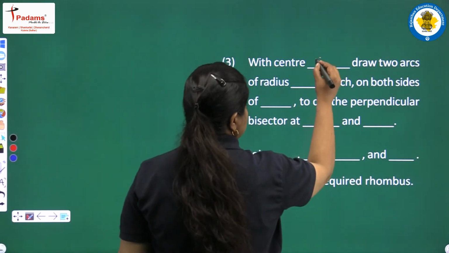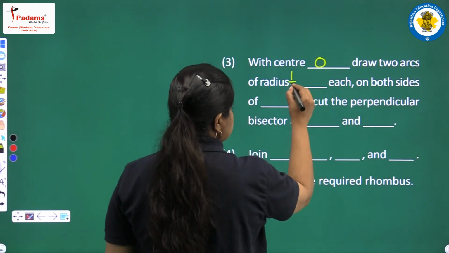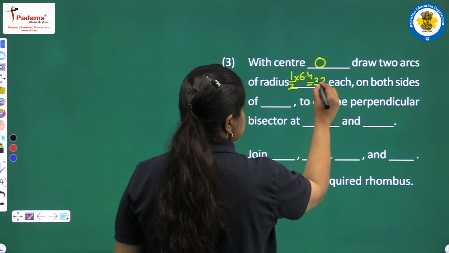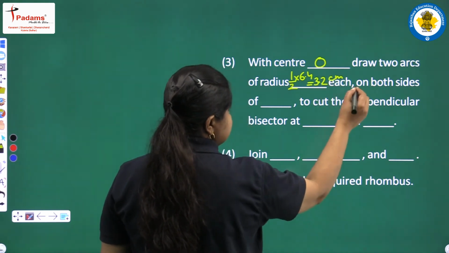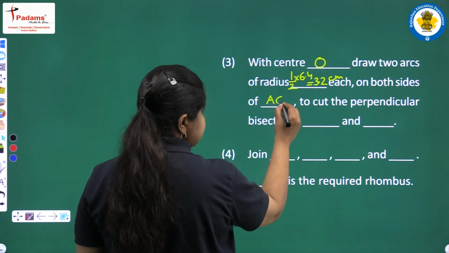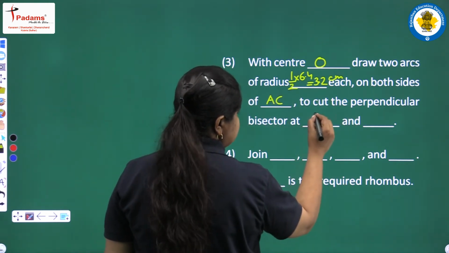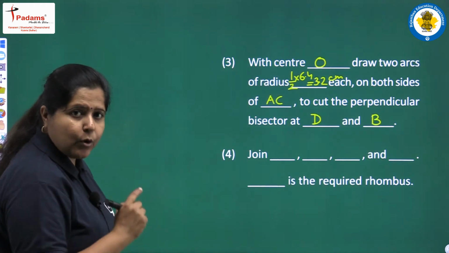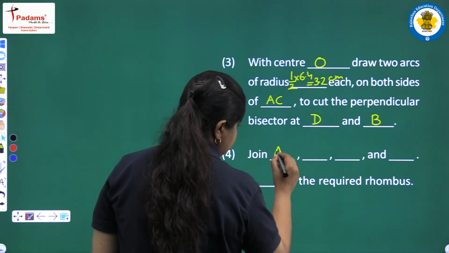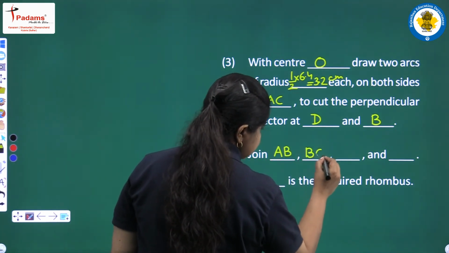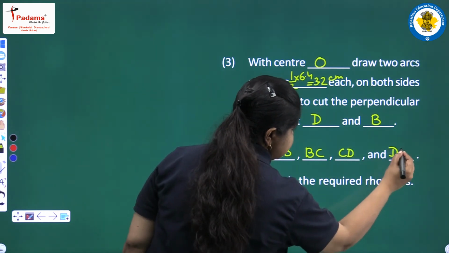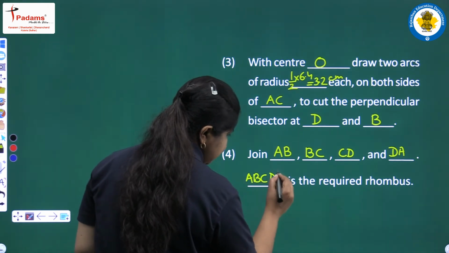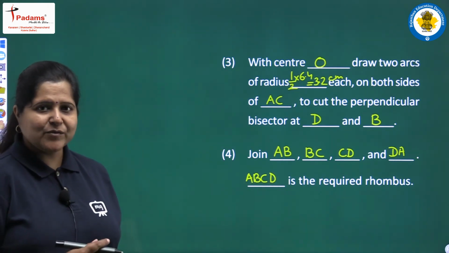With center O, draw 2 arcs of radius half of 6.4, that is 3.2 centimeter each on both sides of AC to cut the perpendicular bisector at points D and B. And in the end we simply joined all the 4 points. So join AB, BC, CD and DA. With this we can say that ABCD is the required rhombus. I hope it is very much clear to you.